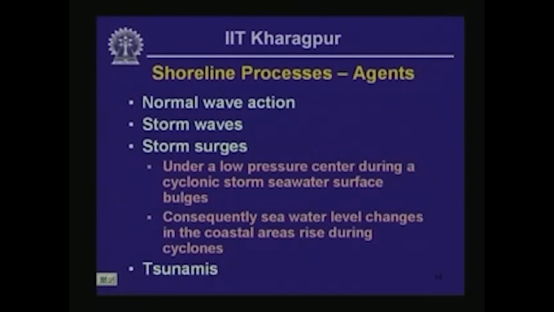Other shoreline processes and agents include normal wave action, storm waves and storm surges. As I have said already, storm surges are typically caused by a low pressure center during a big cyclonic storm event. Because of this low pressure center, the seawater surface bulges, it is sucked upward, and as a result the elevation of the sea level increases greatly near the coastal areas. And tsunami also is another agent that leads to all these shoreline processes.